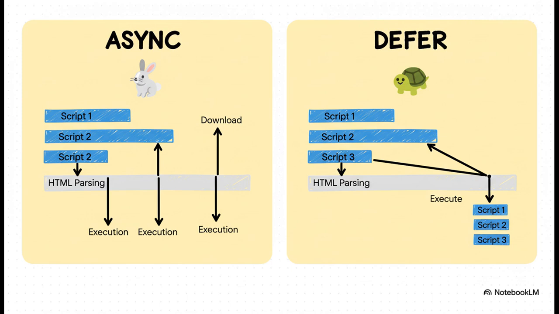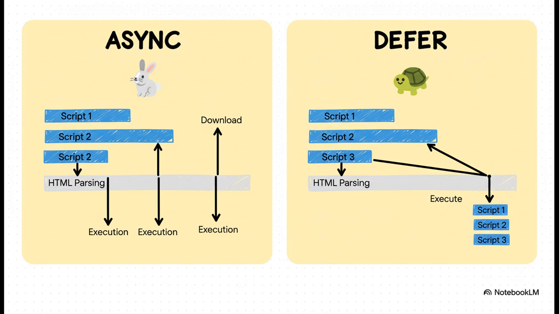Both async and defer are awesome because they let the browser download scripts in the background without blocking the main HTML from being parsed. But the huge difference, the one that trips everybody up, is when they execute. Async scripts are like sprinters. They just run the very moment they finish downloading in whatever order that happens to be.